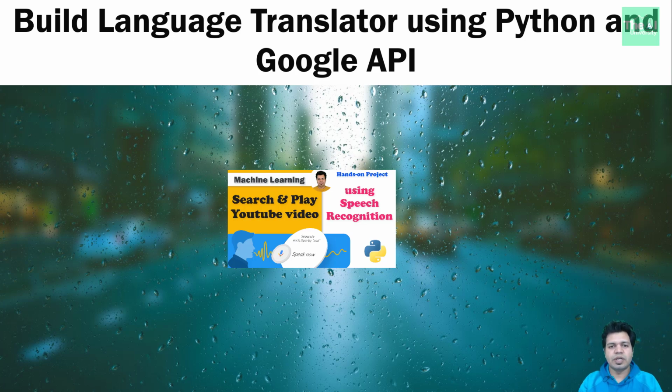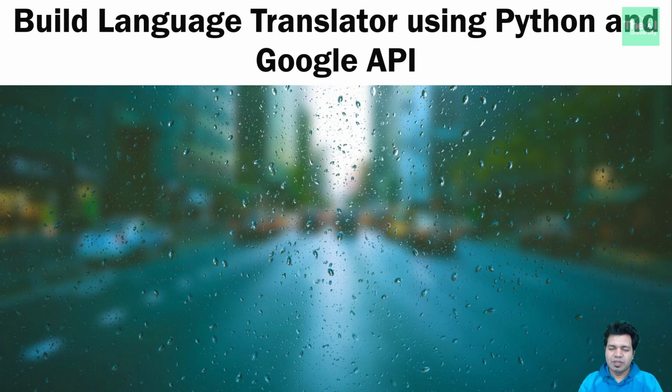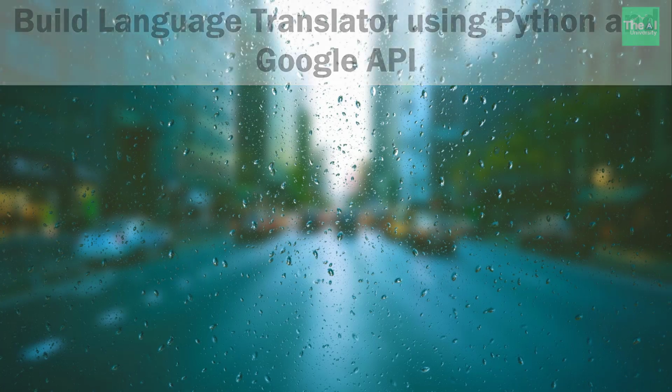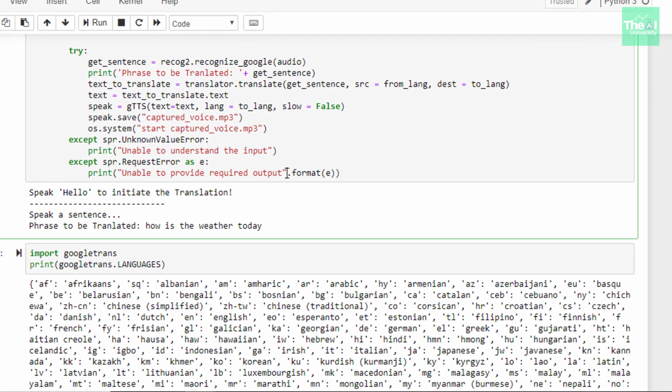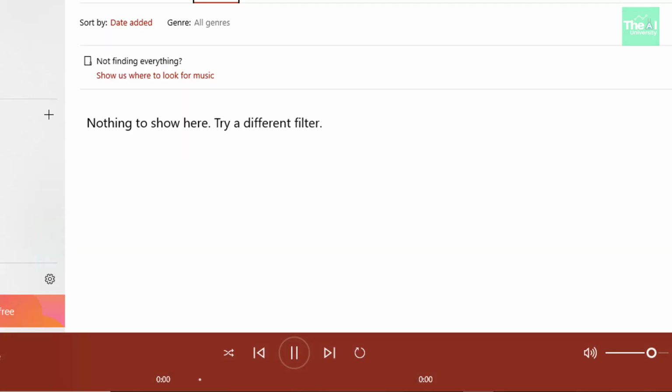So let's get straight to the Jupyter notebook, where I will give you the demo of the application first. I will speak a sentence in English and the application will translate it into the Hindi language, and you can hear the output in near real time. So let me run this cell here. Hello, how is the weather today? So you can see that the audio player is opened up here.